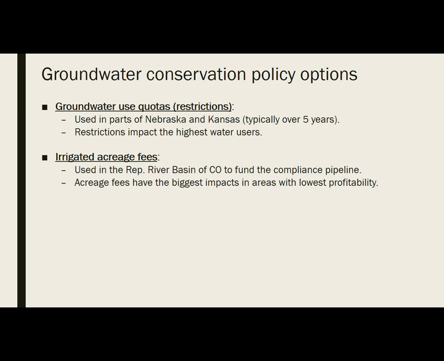And groundwater use quotas or annual use restrictions are currently in place in portions of Nebraska and Kansas. And these typically limit the amount of water that a user can use over a 5-year time frame, with penalties if the individual uses more than that allocation. Irrigated acreage fees are currently in place in the Republican River Basin to fund the compliance pipeline.